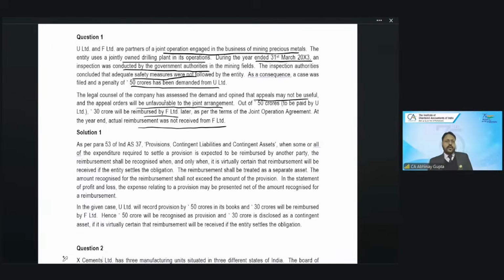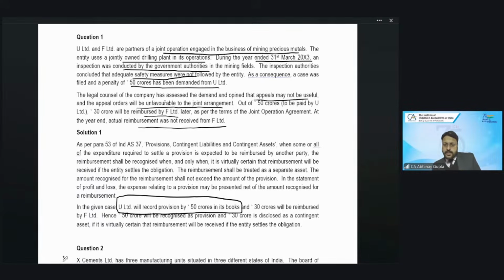Perfect. So, as per Ind AS 37, there are two things. Number one, whether we have the right to receive from F Limited or not doesn't matter. U Limited has the prime obligation to discharge the penalty, right? Because the demand is raised on U Limited by the government. So, anyway, a 50 crore provision will be required, right? So U Limited will record a provision of 50 crore in its books, correct? At least this is sorted, right? That provision of 50 crore will be required in the books of U Limited, correct? Yes, sir. It is a liability.